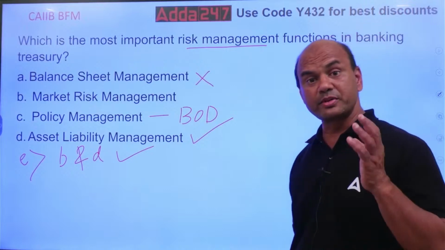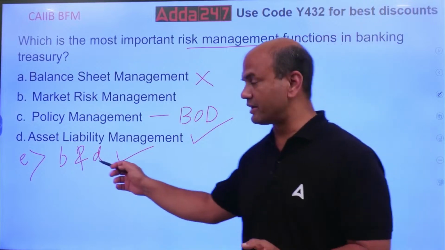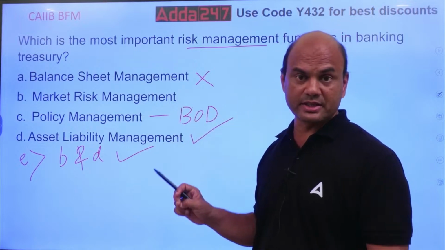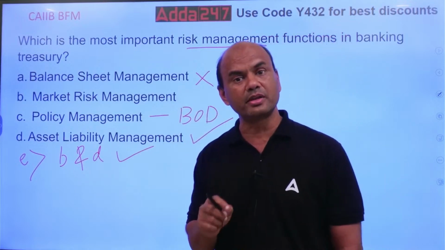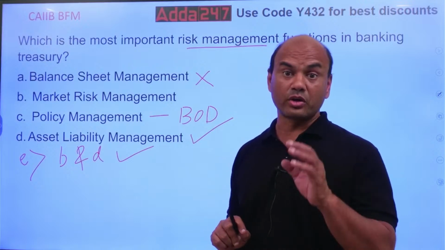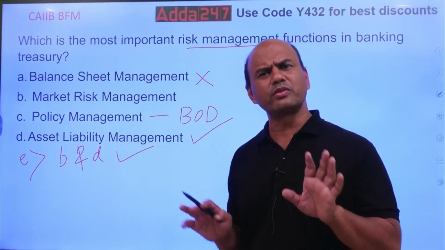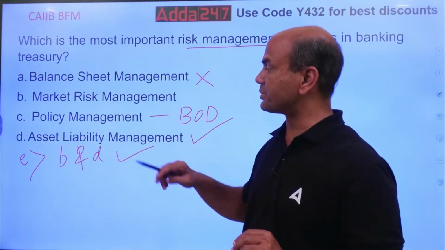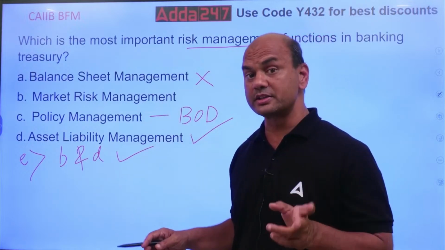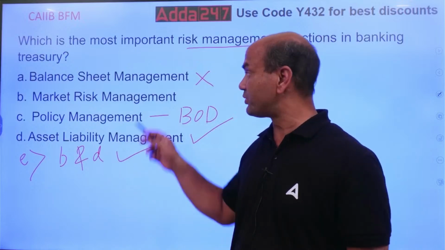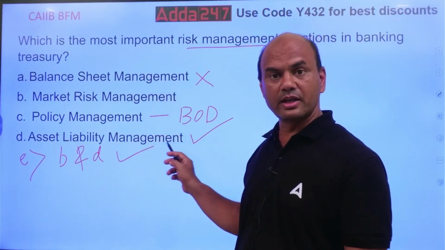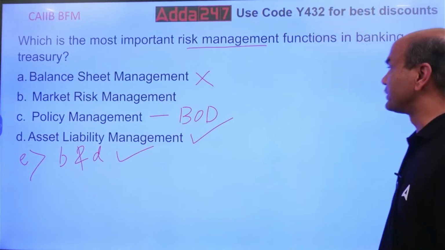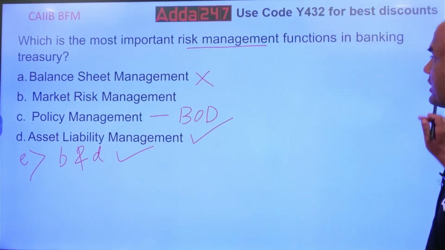Actually, if you ask me correctly, the answer is B and D, both. Because market risk is also to be managed by the treasury. Market risk is a short-term risk. Market risk never goes on for long. So market risk management and asset liability management, both are the answers. But in the exam, if you have only these 4 options, tick ALM, asset liability management. Next one. Got it, everyone?